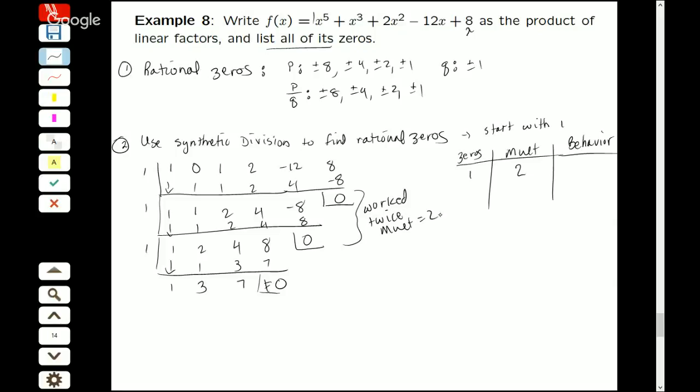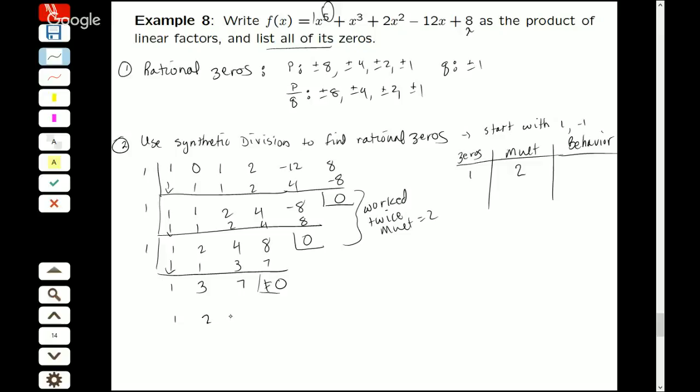All right, 7 more to go. 3 more to go. I have found 2 zeros. Oh, I only have to find 3 more zeros. Okay, so now we're going to go back and we're going to use the last one that worked. And we're going to start with the minus 1. So we're done with the 1. Now we're going to go to the minus 1. And we're going to use the last numbers that worked.